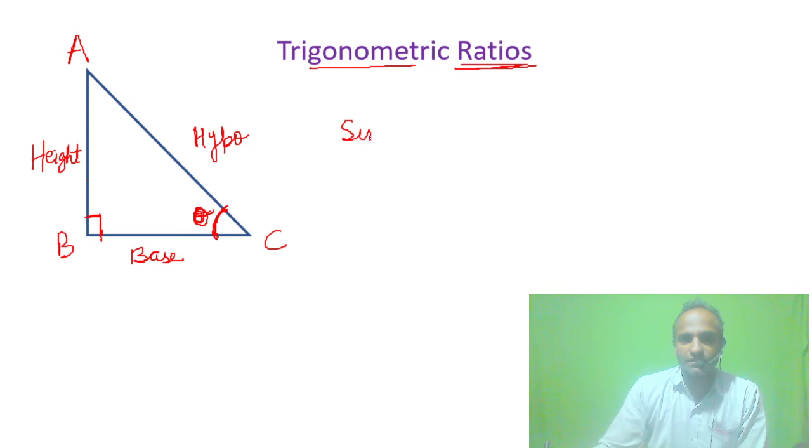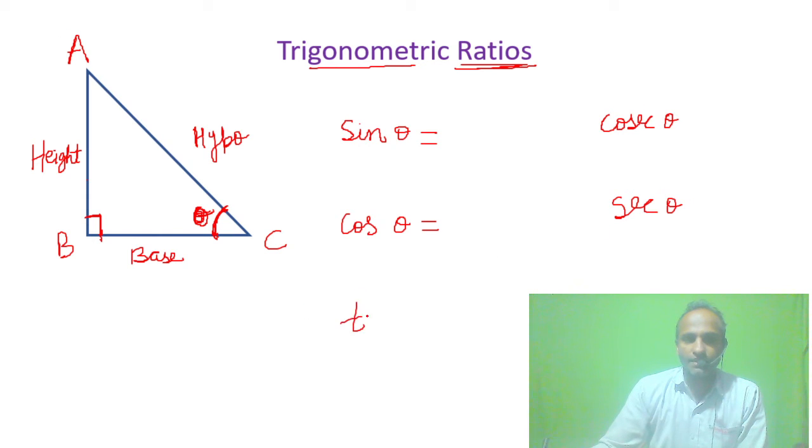That is, one trigonometric ratio is sine of angle theta. Another is cosec theta. Then comes cos theta, then sec theta, tan theta and cot theta. So these 6 ratios we have to find, the ratios of the sides.